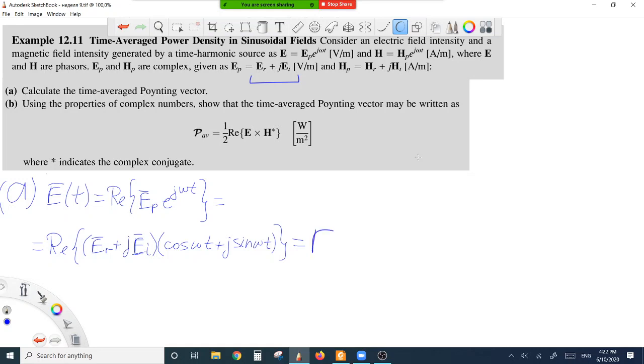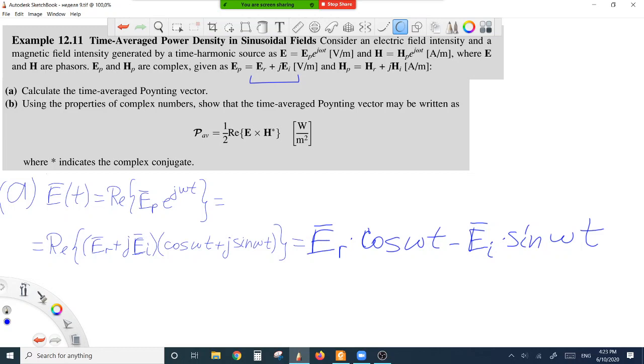So E_R multiplied by cosine omega t minus E_I multiplied by sine omega t.